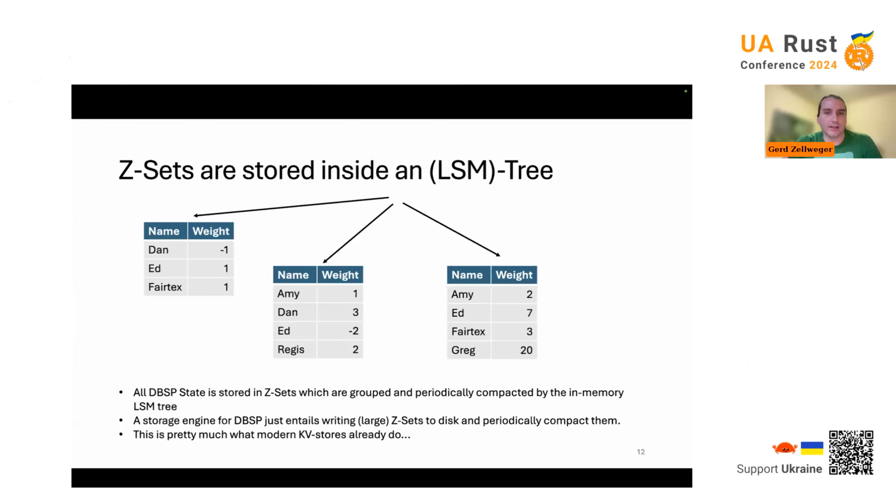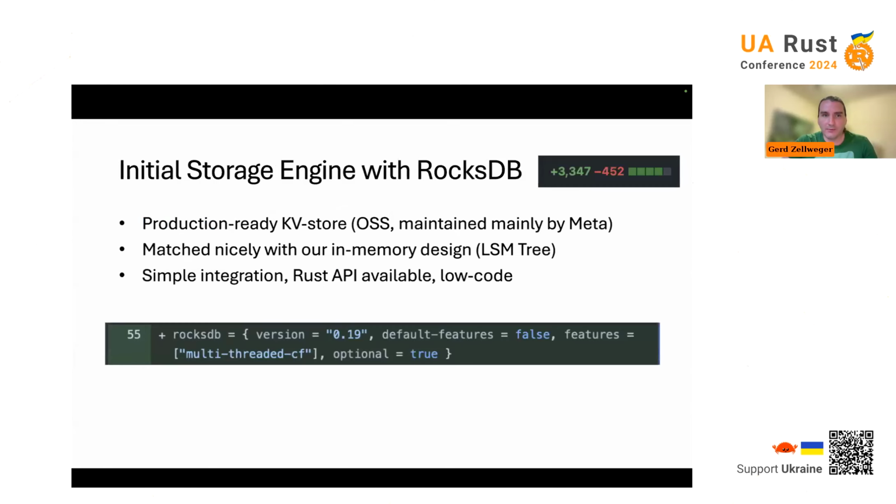This brings me to the second part of the talk, where I'm going to talk about how we built this storage engine. First, we started out using RocksDB. RocksDB is a production-ready, open source key value store maintained by Meta. It matched nicely with our in-memory design, because in memory we use this LSM tree to manage the C-sets, and RocksDB is essentially an implementation of this same LSM tree. We built it, and it was actually a very simple integration because it has a very rich Rust crate already available. It didn't need a lot of code to build an index using RocksDB.